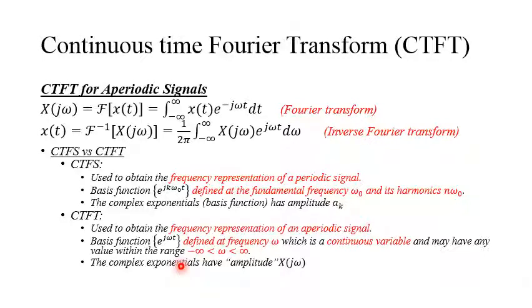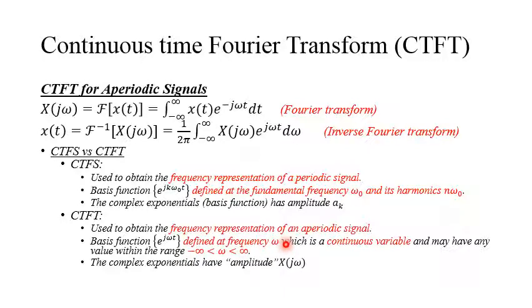But in case of the continuous time Fourier transform, we use it to obtain the frequency representation of an aperiodic signal. The basis function is e power j omega t, okay, defined at frequency omega, which is continuous, right?